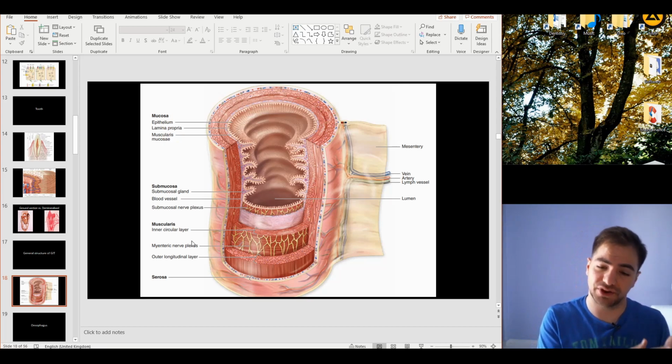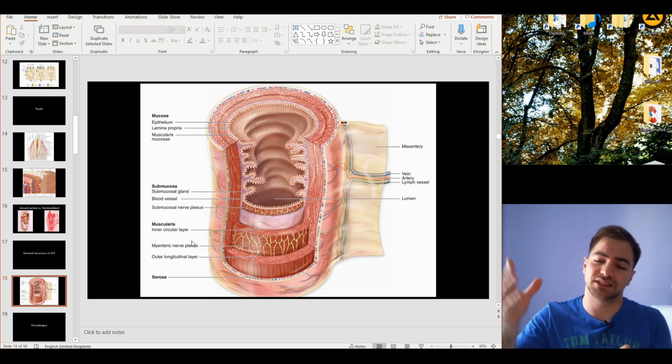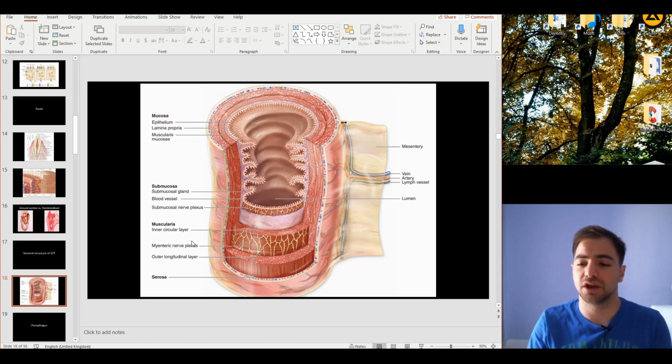In other areas we're not going to find any glands present in the submucosa, but sometimes we will. So, for example, right here in the esophagus, we're going to find some submucosal glands in the last portion, the lower third of the esophagus, and they're going to be called cardiac glands. They'll produce mucus. We'll see them in a bit. Now, exactly beneath the submucosa, we're going to find the muscularis.